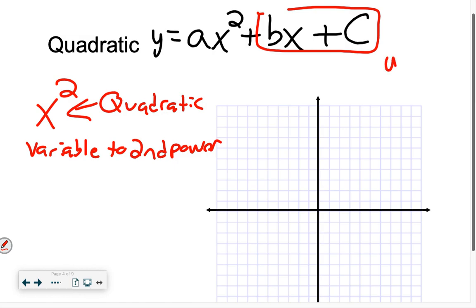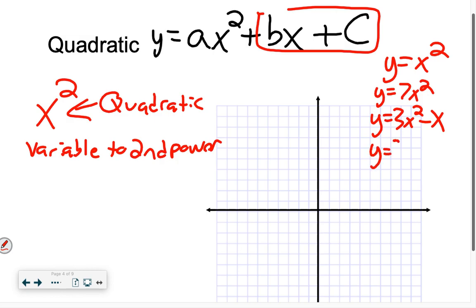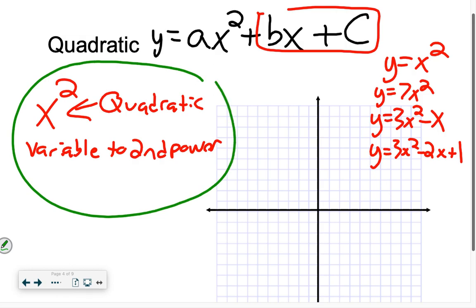So examples of equations, you could just have an x squared. You could have 7x squared, 3x squared minus x. You could have y equals 3x squared minus 2x plus 1. The bx and the c, those last two terms don't tell us that they're not quadratic. It just has to have an x to the second power, and that'll make it a quadratic, okay? So if we're looking at the equation, if it's an x squared, it's a quadratic, okay? So all of these are quadratics because they got x squared pieces on them, okay?